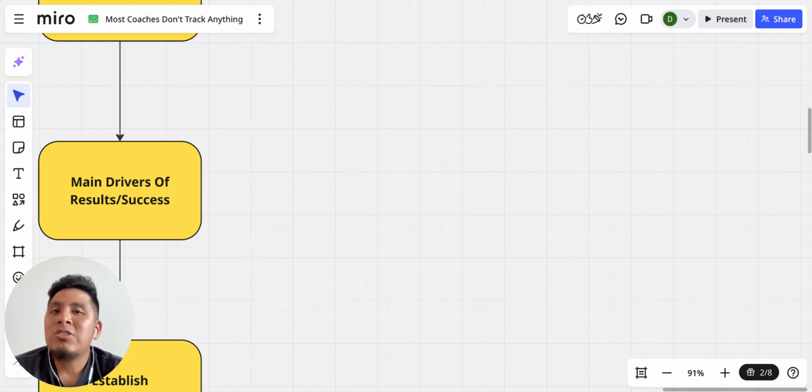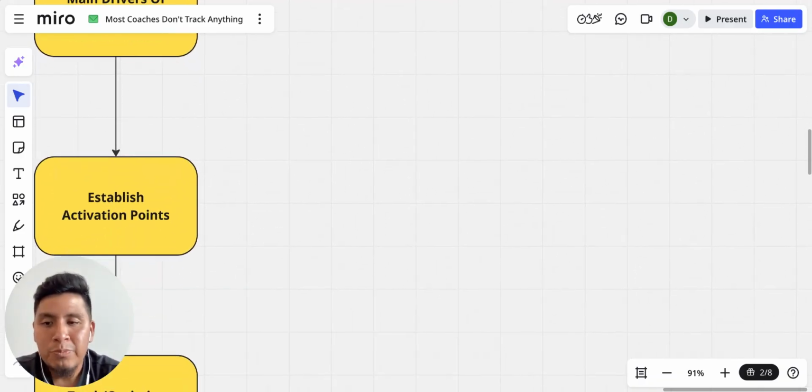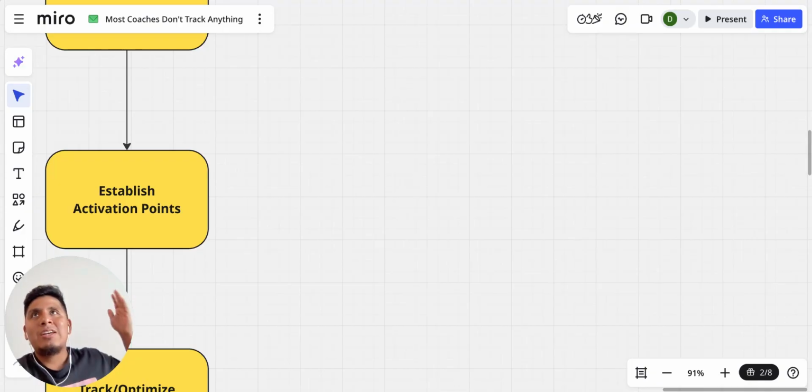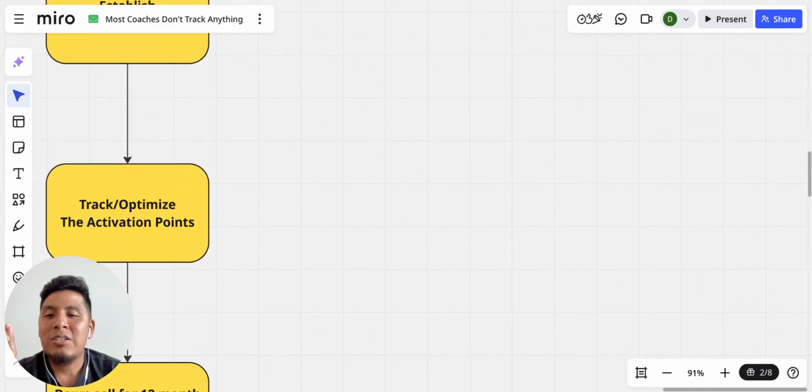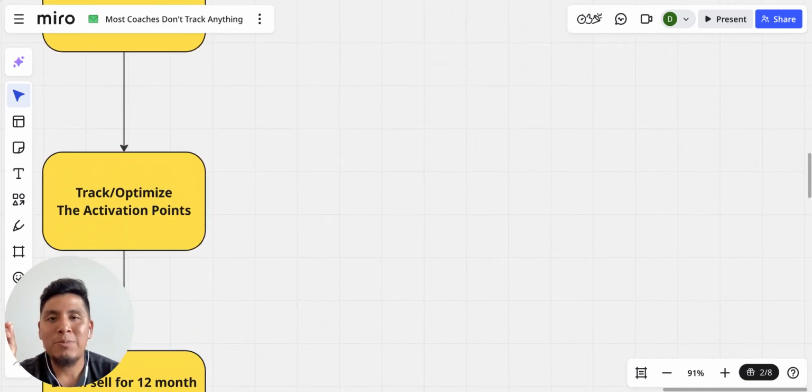And so you want to track those things as the biggest things that actually bring the biggest levers to get people results. Within that process, let's say you have a 90-day program, a 12-week program, you want to establish activation points. So you want to say, if I get this person by day 30 to reach this type of result with this habit, and then by day 60, and then by day 90 they graduate, what can I do to actually track and optimize those activation points?